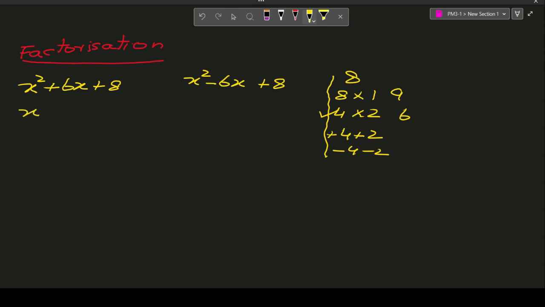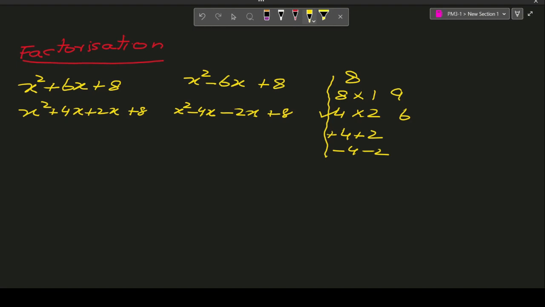So now x square plus 4x plus 2x plus 8, and this one will be x square minus 4x minus 2x plus 8. If you want to confirm your factors are correct, you just add the x terms of both of them. Both the x coefficients, you should get this answer. So you see here, minus 4x minus 2x will give you minus 6x. That means our factors are correct. Here also, plus 4x plus 2x will give me plus 6x.